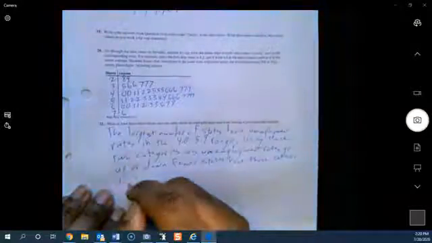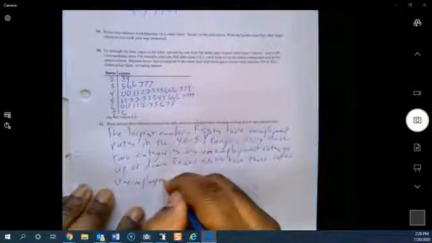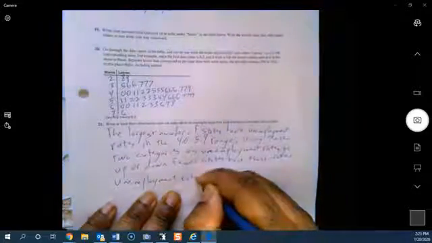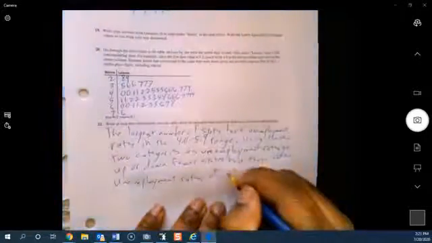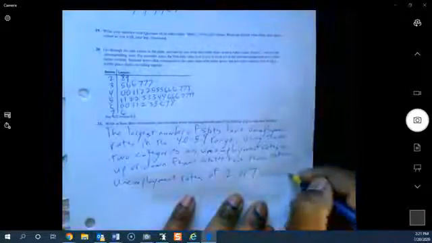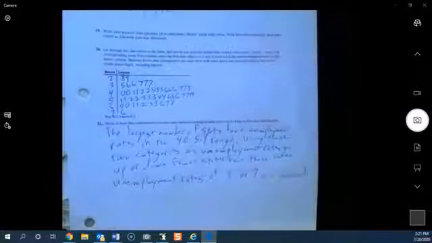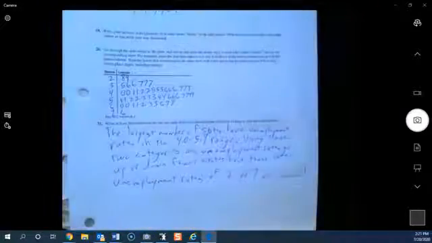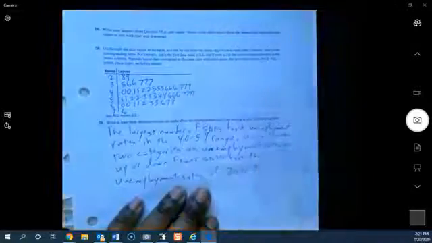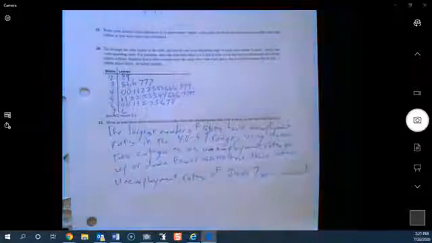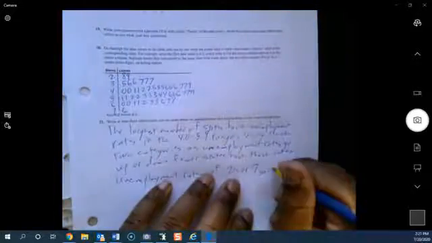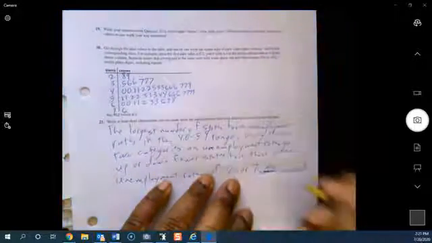Okay. And then finally, unemployment rates in the 2s or 7s are unusual. Because if you notice, with 2, it's only like 2.8 and 2.9. And then I should say the 2s and 7s, because they're actually not just 2 or 7. So it's the 2s or the 7s, and they are unusual, because there's only 1 in the 7s, and there's only 2 in the 2s.